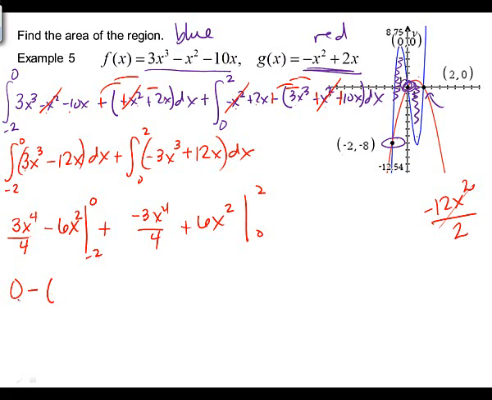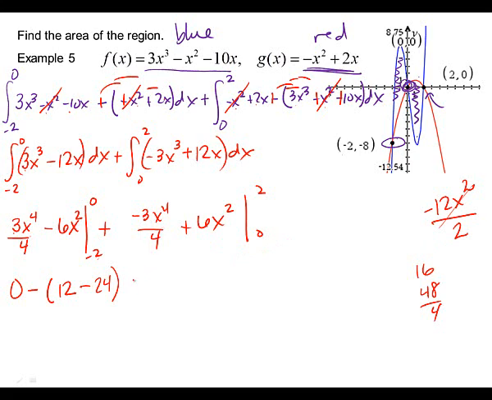What's -2 to the 4th? What are we getting? Heard somebody say it. 16. What's 16 times 3? 48 divided by 4 is 12. Okay, now we're plugging in a negative 2. What's negative 2 squared? 4 times negative 6. Good. Looking a lot better than it did, right? Remember, we're doing a lot of the arithmetic kind of in our head.